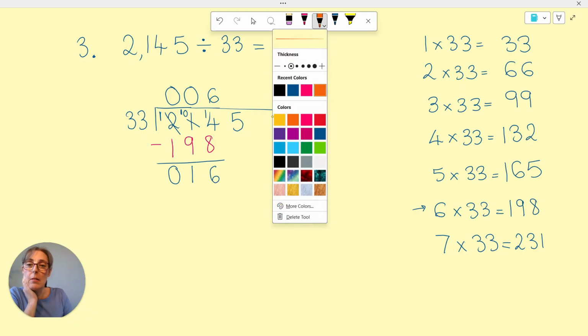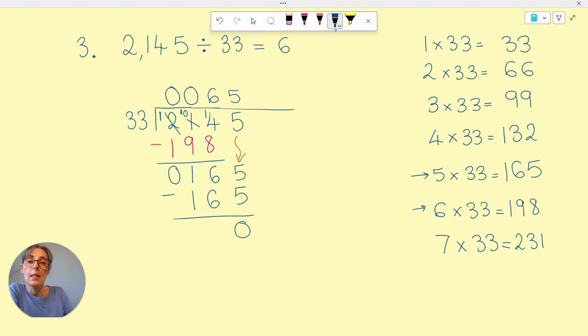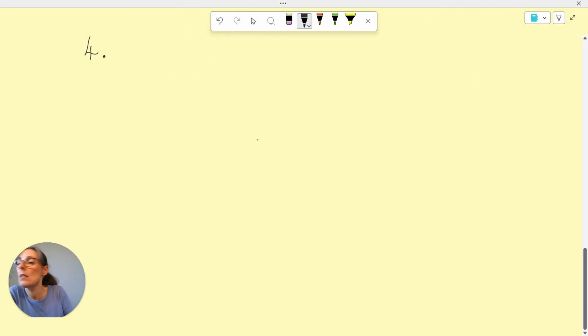So we need to bring down the 5. And so now we've got 165. How many 33s fit into 165? Well, they fit exactly. So there's 5 lots. So we take 165 away, and that leaves us with 0. So the answer is 65 lots of 33 fit into 2,145. All right, brilliant.